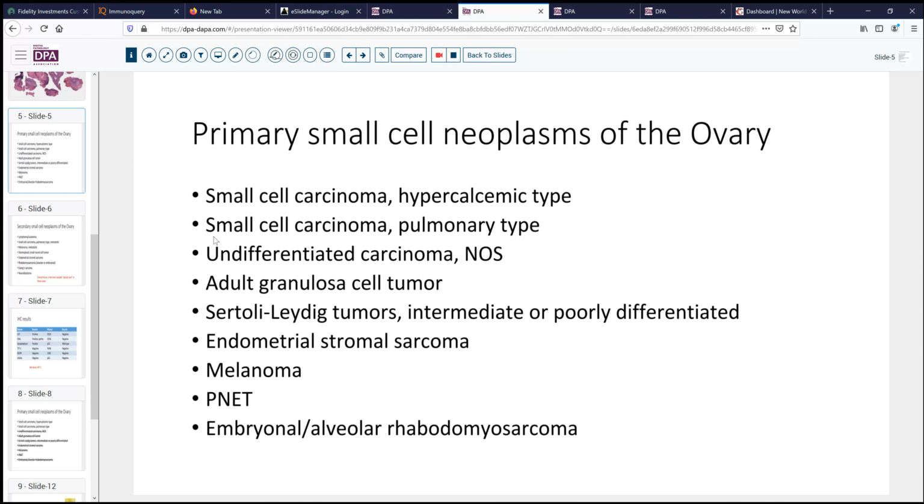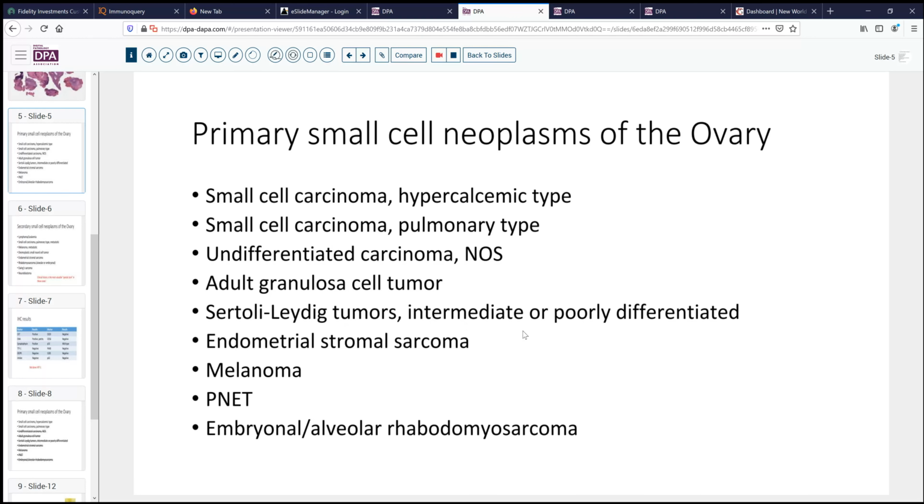There is an additional type of small cell carcinoma designated the pulmonary type that can occur in conjunction with oftentimes other epithelial tumors like endometrioid carcinomas as well. We have undifferentiated carcinoma, just no differentiating features. The adult type granulosa cell tumors can have a small cell appearance, although usually are not associated with extensive necrosis or with the high mitotic rates that we've observed here.